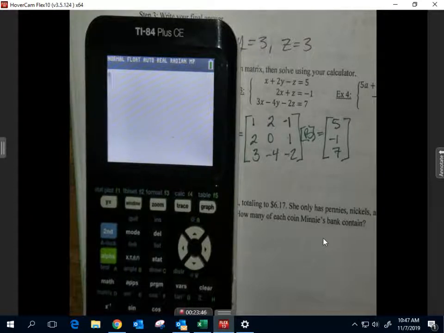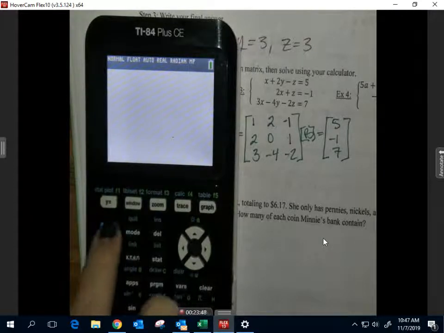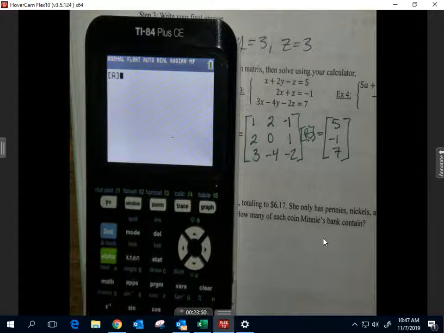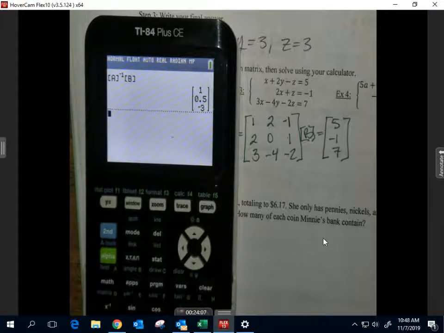And now how am I going to solve this? Very good. Second matrix 1. And I hit that negative, the x to the -1, very good. And now what do I do? Second matrix B, or 2. 2, which is the B. You got it. And enter.